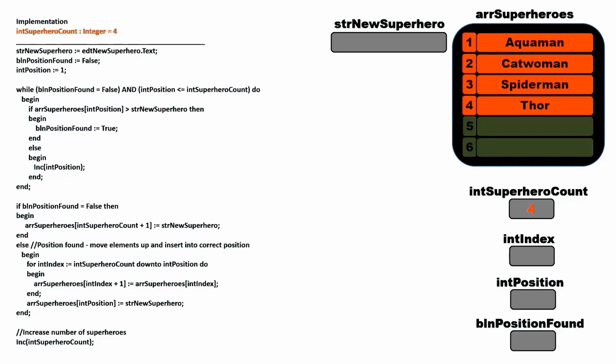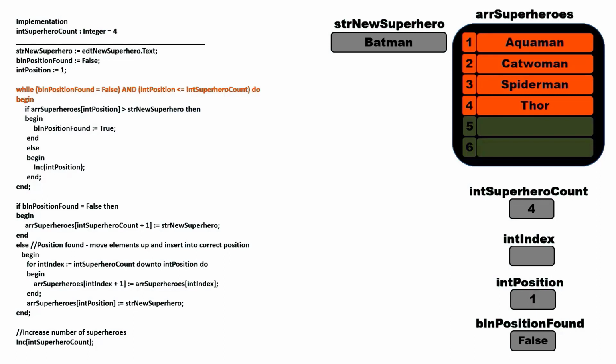The user must type the name of the superhero that must be added to the array in an edit. We then read the text in the edit and assign it to the string variable that stores the new name. Let's assume it is Batman. We assume from the start that the position could not be found, so the Boolean is set to false. We also set the integer that stores the position to 1.